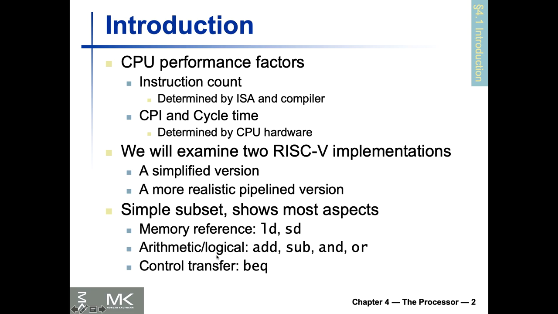In this chapter, we're going to talk about two different versions of a RISC-V implementation. At first, we're going to have a simplified version, and then we're going to go forward with a more realistic pipelined version. Some subset of the instructions will be implemented there, such as load, store, add, and branches.